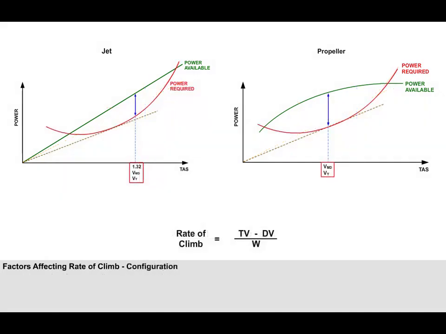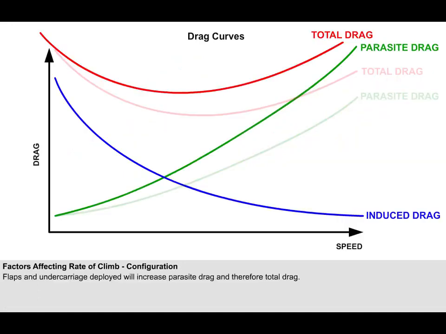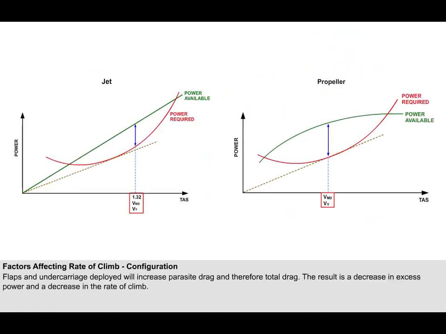The next factor that affects the rate of climb is the configuration of the aircraft. In other words, the use of flaps and undercarriage. If the undercarriage and flaps are deployed, then the profile drag of the aeroplane will increase. This increases total drag, and the drag curve moves upwards and to the left. The power required curves will follow the same movement as the drag curve.